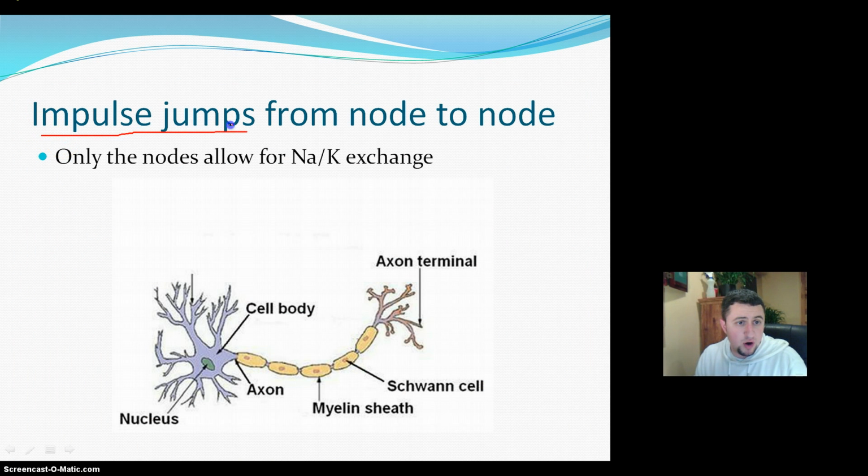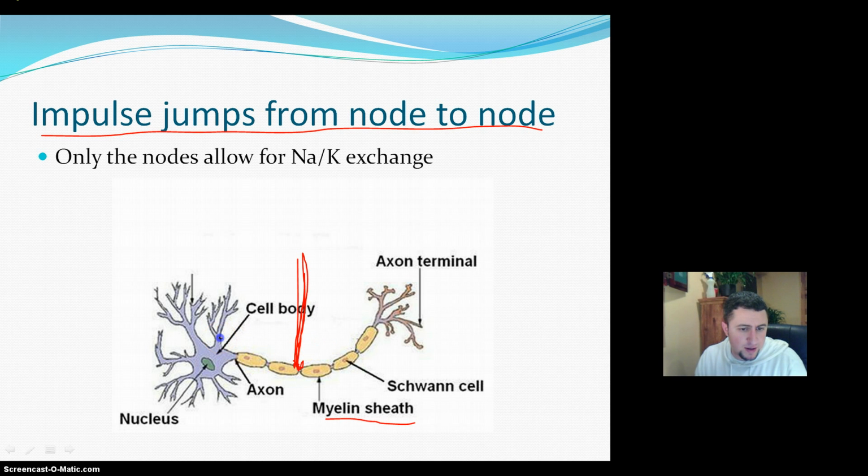Now, one important thing to know is that an impulse jumps from node to node. I had mentioned that this region right here, between the two Schwann cells, is called the node of Ranvier. So right in there. And so actually, you can see that there's this myelin sheath over most of the axon, and we can't have ion exchange at those myelin sheaths because, well, they basically are like insulators. They don't allow for certain ion exchange. So the only place that we can have ion exchanging is right here.